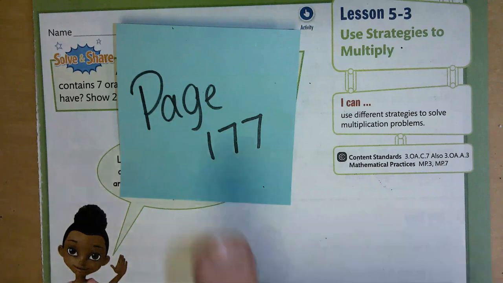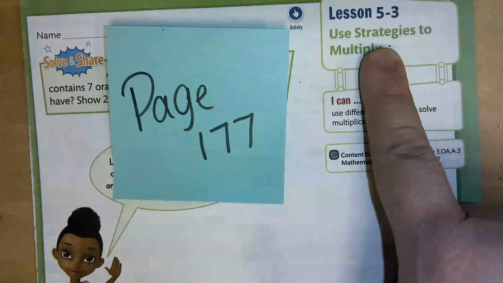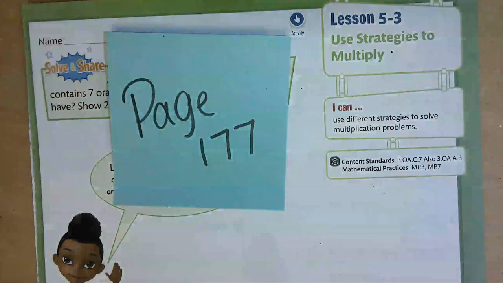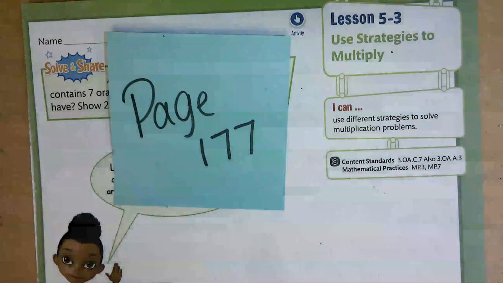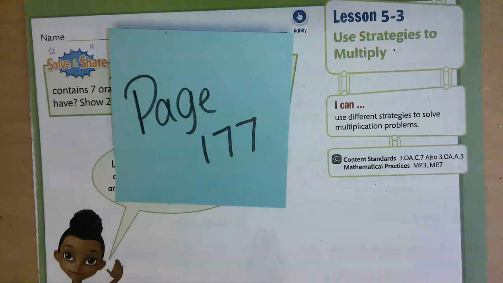Campbell. Today we're going to be working on page 177, and this is going to be lesson 5.3, Use Strategies to Multiply. And we've been talking in this whole topic all about these different strategies that we can use. So we want to say at the end of today, I can use different strategies to solve multiplication problems. And today, that's exactly what we're going to be doing. You're going to have a chance to pick which strategy you want to use to solve some of our problems. So let's go ahead and turn to the next page, to page 178, to get started on this lesson.